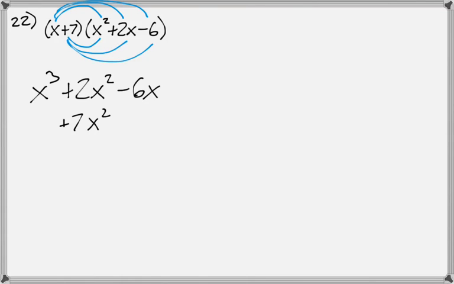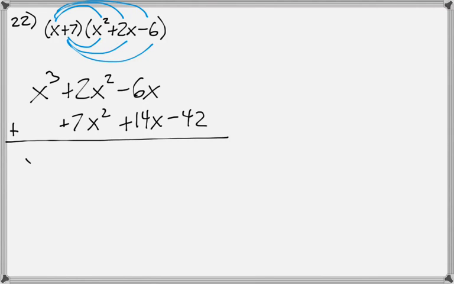So then 7 times 2x is going to be 14x. And then 7 times negative 6 is going to be minus 42. So if I add these up, I'm going to have x cubed plus 9x squared plus 8x minus 42.